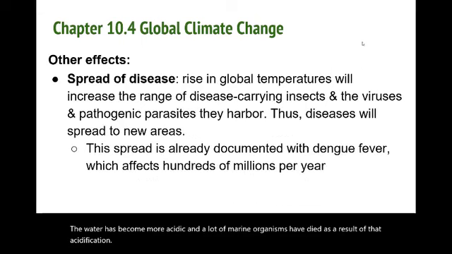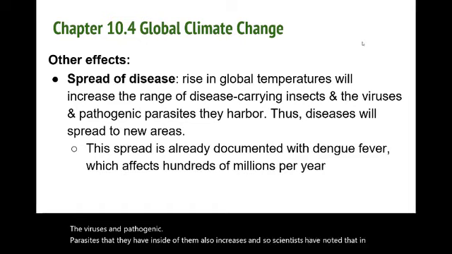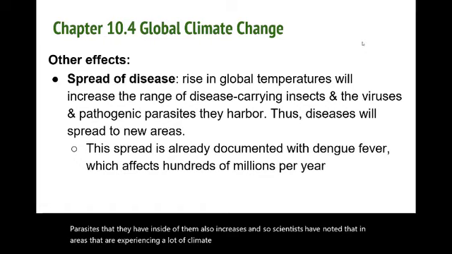What else has happened as a result of global warming? Well, as a result of climate change, the insects that carry diseases have also increased. The viruses and pathogenic parasites that they carry inside of them also increase. And so scientists have noted that in areas that are experiencing a lot of climate change, the spread of diseases increases. For example, dengue fever has increased as a result of global climate change.